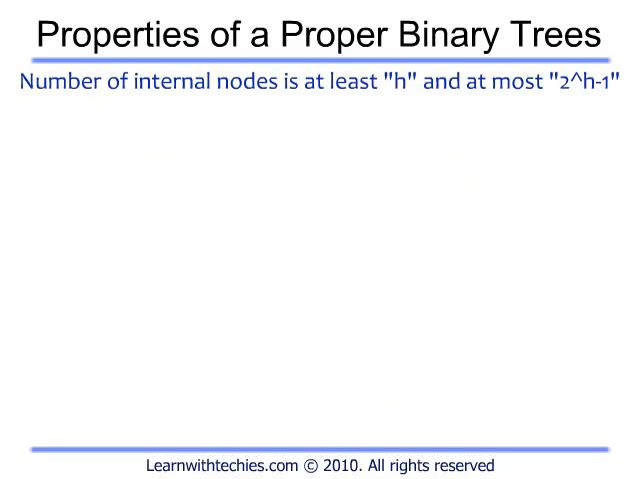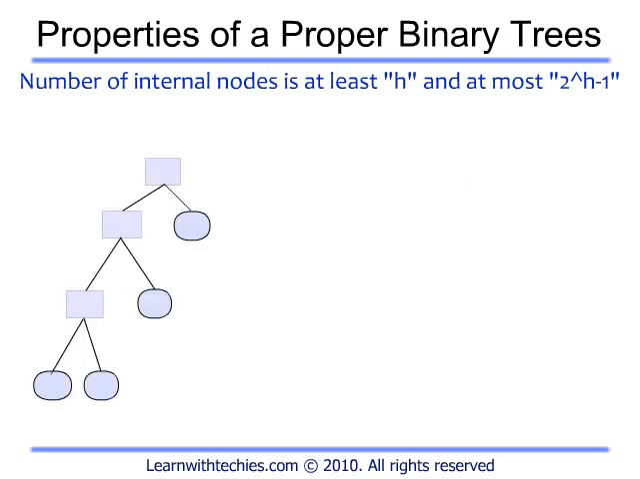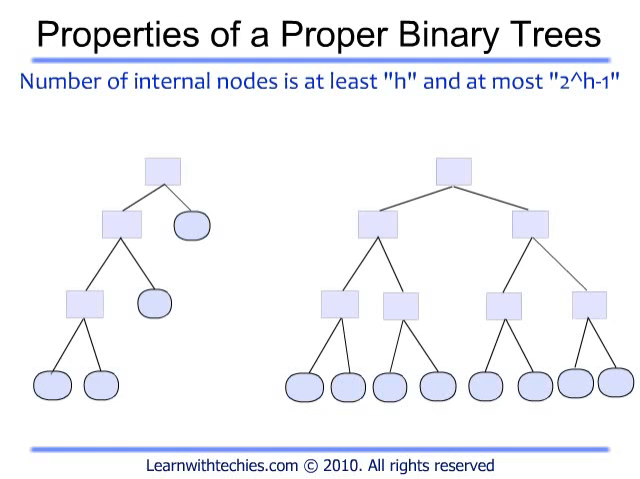The second property states, the number of internal nodes falls between height and 2 to the power height minus 1. Once again, we will prove it using the worst case and best case scenario with a tree of height 3. In worst case, the number of internal nodes is 3, which is the same as height. And in best case, the number of internal nodes is 7, which is the same as 2 to the power of height minus 1.